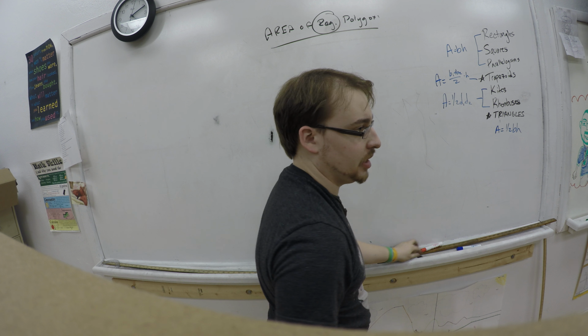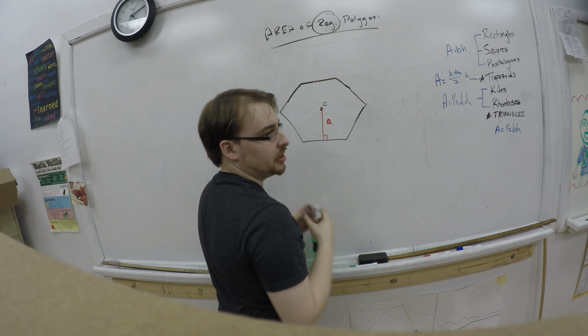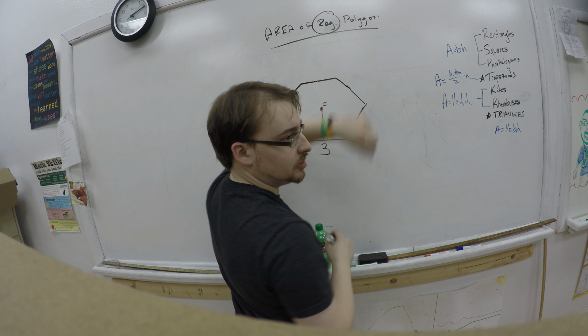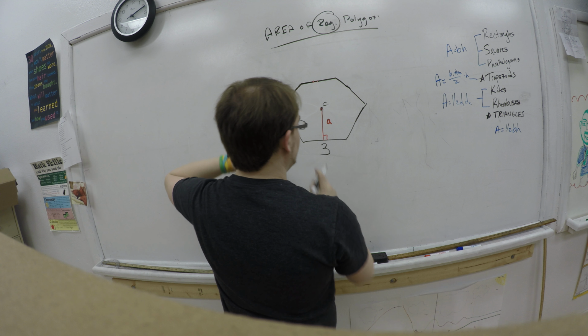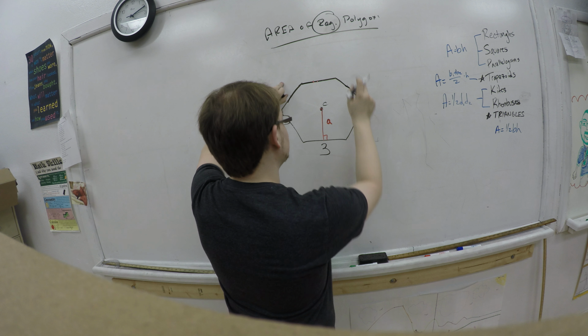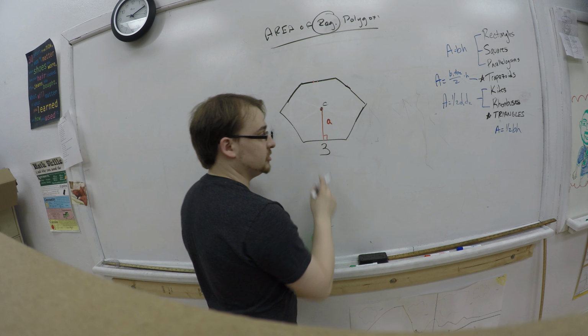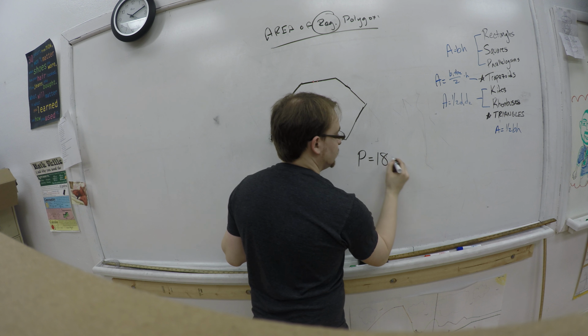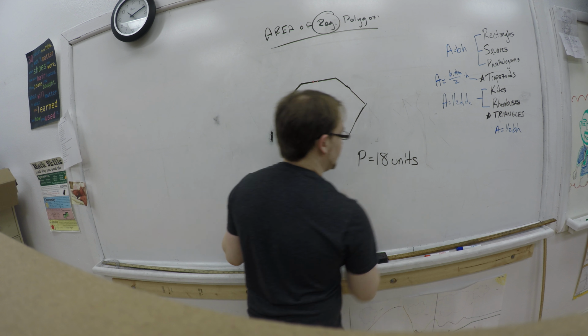You know about perimeter, just the outside all added up. So if this was 3, 3, 3, 3, 3, 3, because it's regular, they're all equal. 3 times 3, or 3 plus 3 plus 3 plus 3 plus 3 plus 3, or 3 times 6, because there's 6 sides. What's the perimeter of this thing? 18 units. Do we understand how I got that?